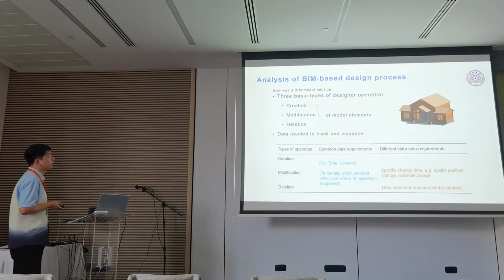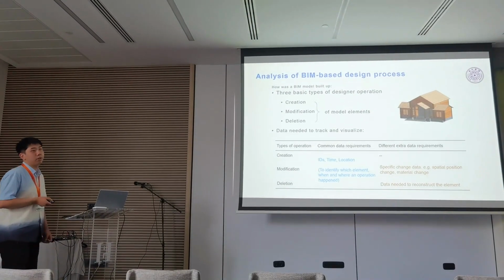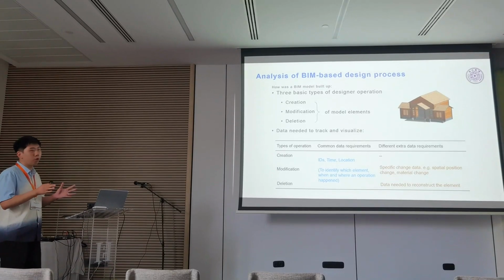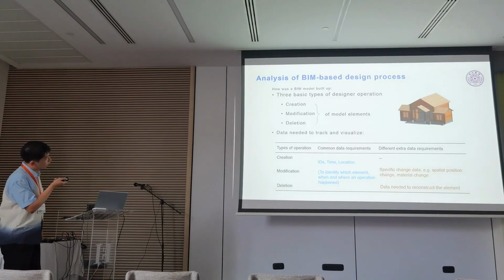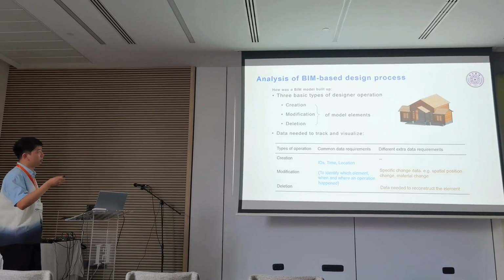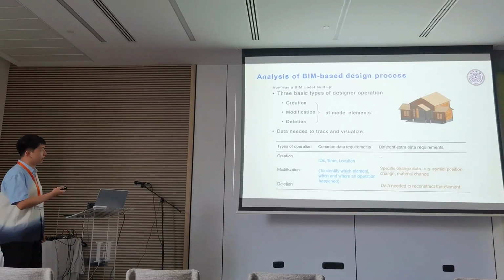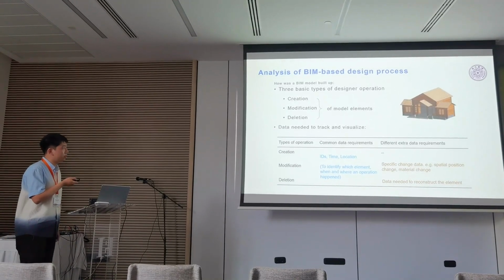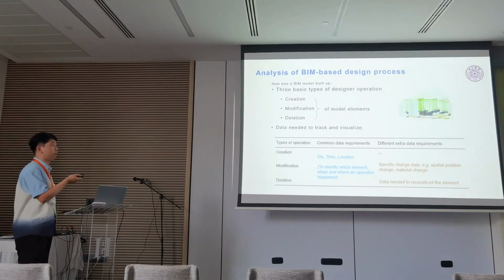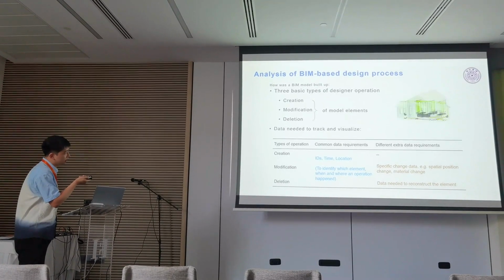First, analysis. How was the BIM model built up? Basically, BIM models are made up of elements. So there are three types of basic operations: creation, modification, and deletion. For these three kinds of operations, there are different data requirements. They all need IDs, time, and location.